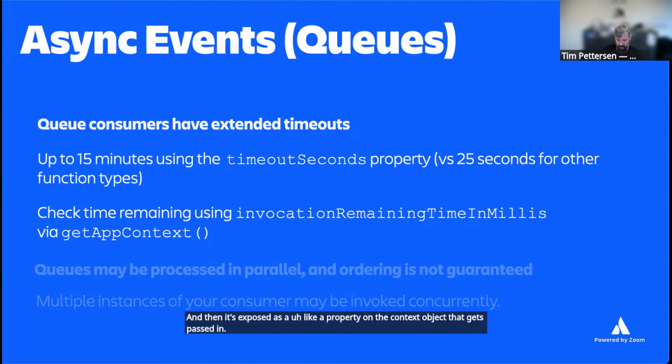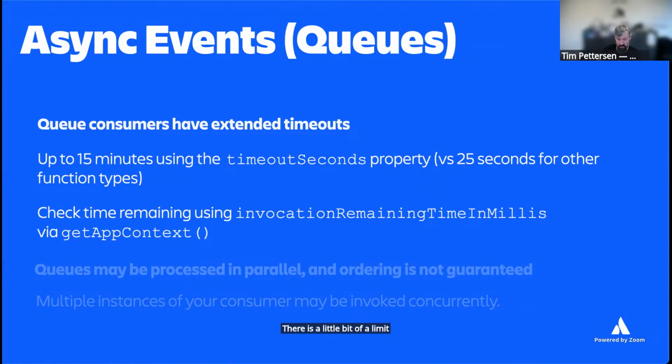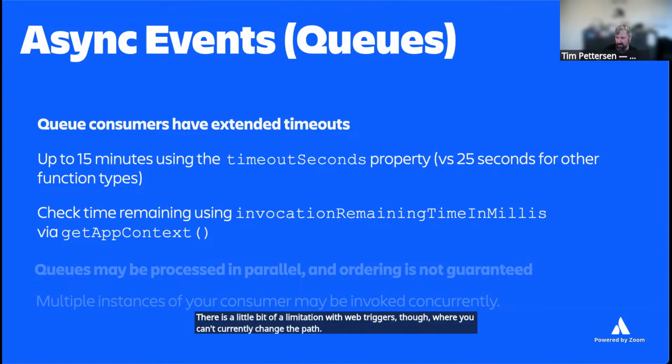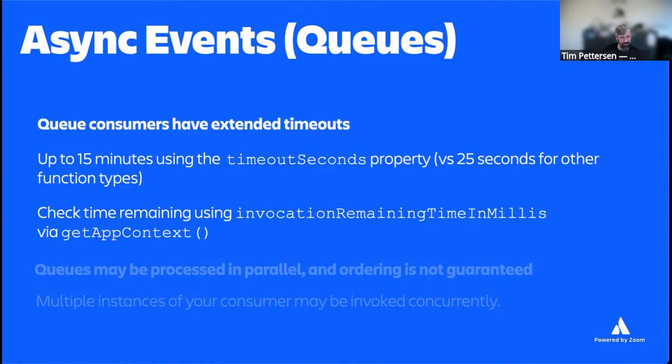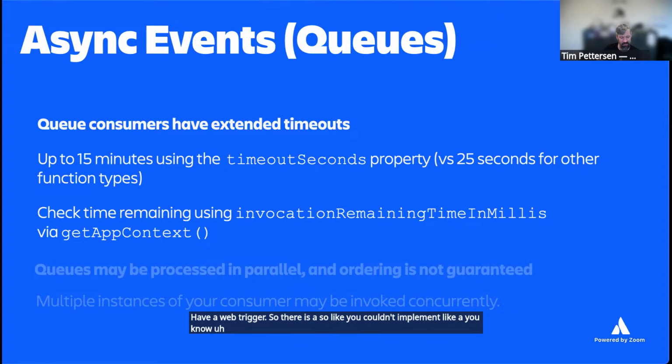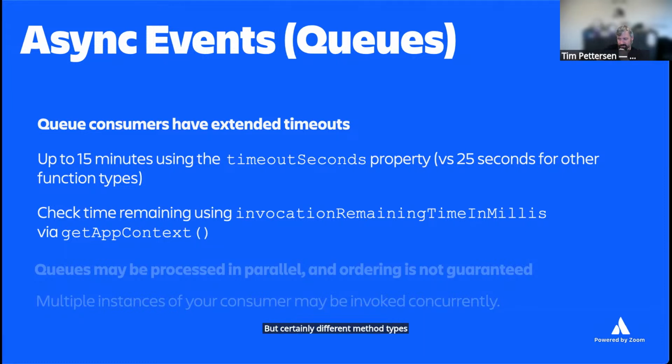There is a little bit of a limitation with web triggers though, where you can't currently change the path of a web trigger. So you couldn't have a set of different routes that are mounted on the same web trigger. But certainly different method types is fine. Thank you. No worries.